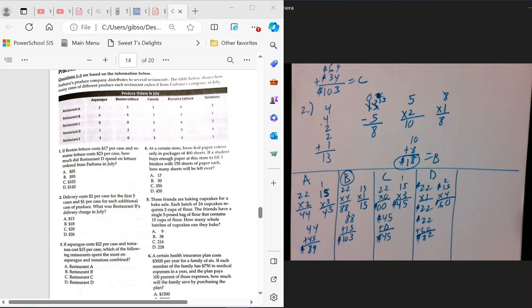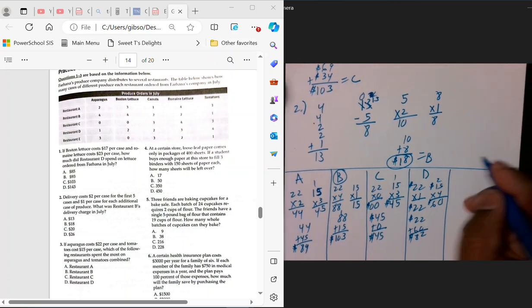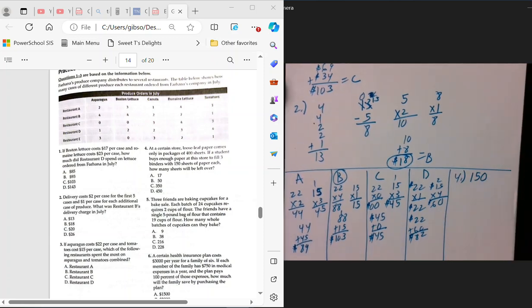Okay, now we go to problem number 4. It states, at a certain store, loose leaf paper comes only in packages of 400 sheets. If a student buys enough paper at the store to fill 3 binders with 150 sheets of paper each, how many sheets will be left over? First of all, we have to find out how much is in the binders. So we have 3 binders and it's 150 sheets of paper each. So we would take 150 times 3. 3 times 0 is 0. 3 times 5 is 15.